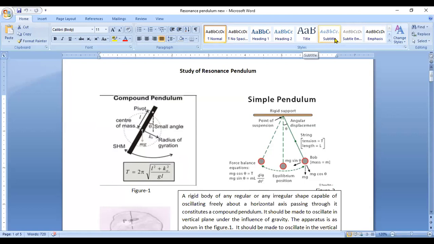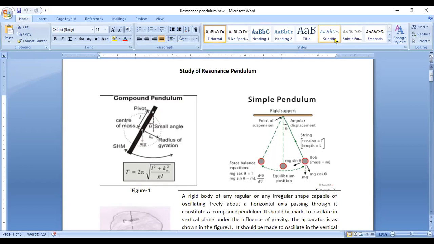Friends, this year you have to study a resonance pendulum. That means you have to study the phenomenon of mechanical resonance, and you will see that this mechanical resonance you can study with the help of a compound pendulum. So in order to understand the physics of a resonance pendulum, you first need to understand what a compound pendulum is.